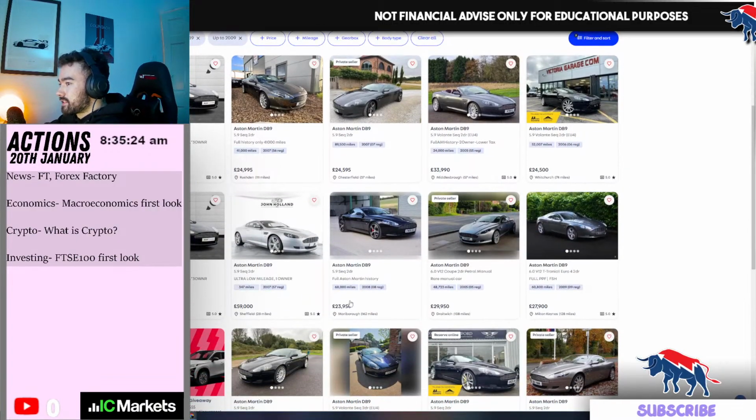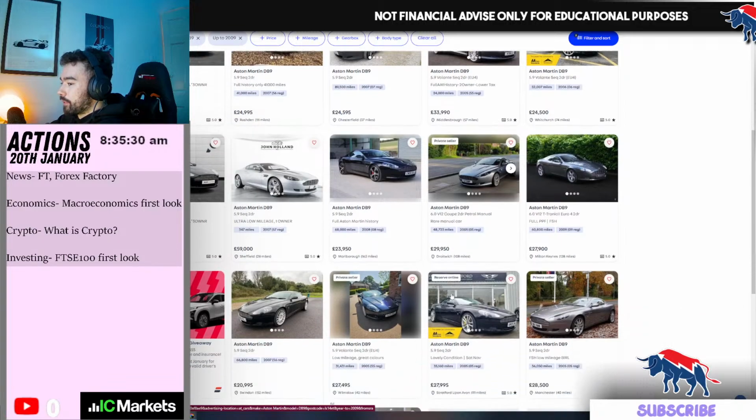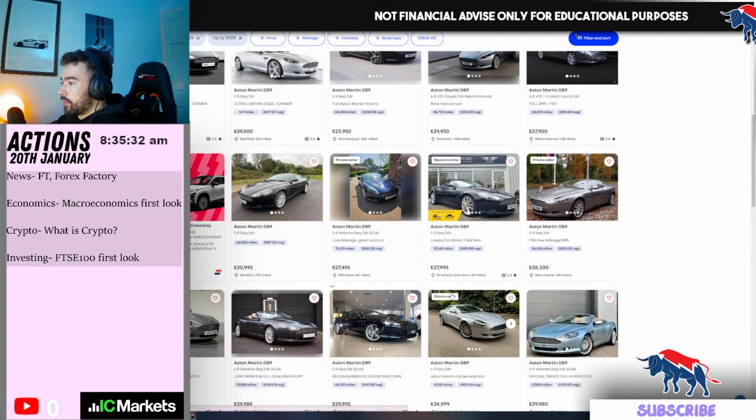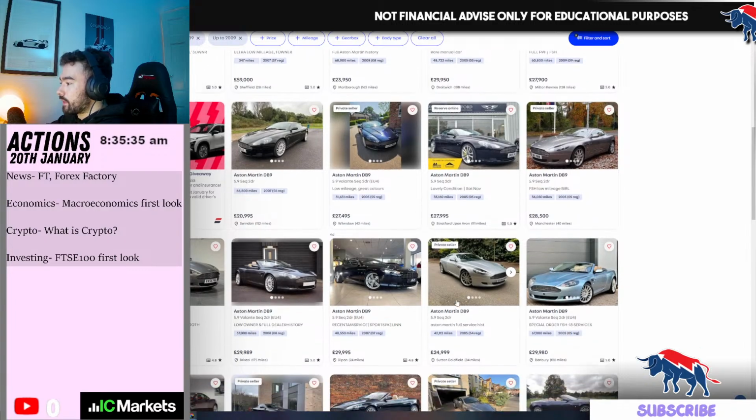But whereas these, you could buy any of these, and yes, some of them have miles, and yes, you might have to put a little bit of money in to do it up, but you have so much more money in the bank from not going that route.